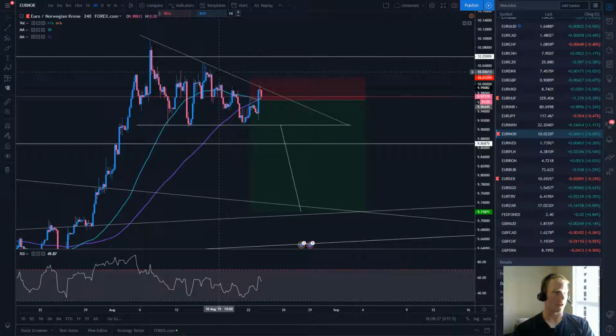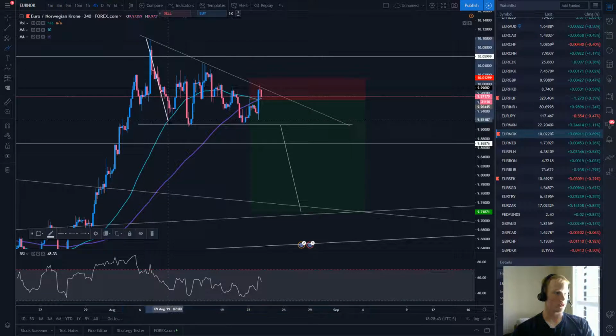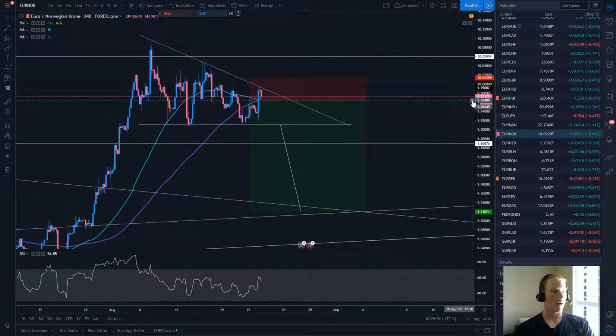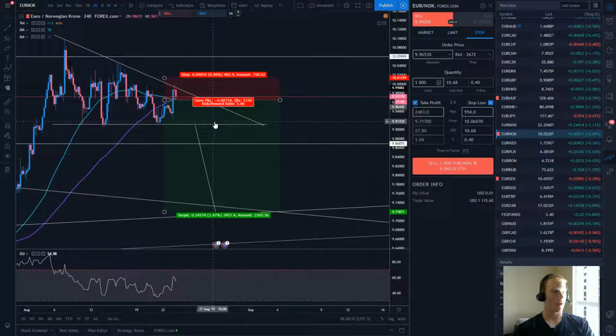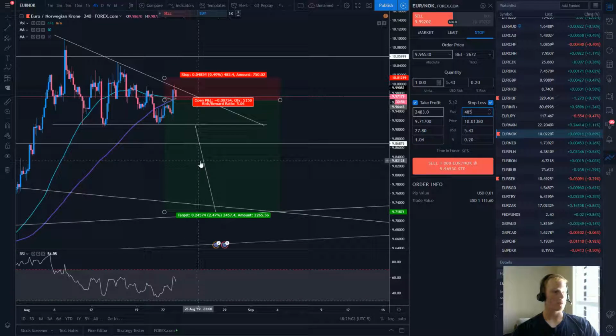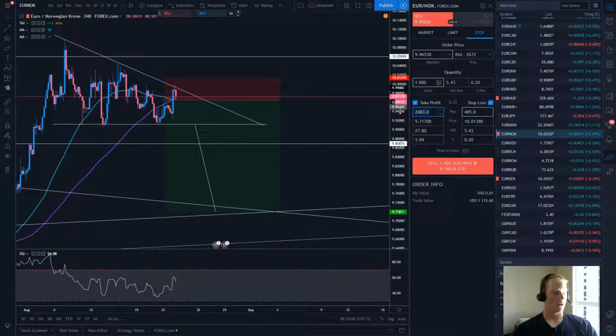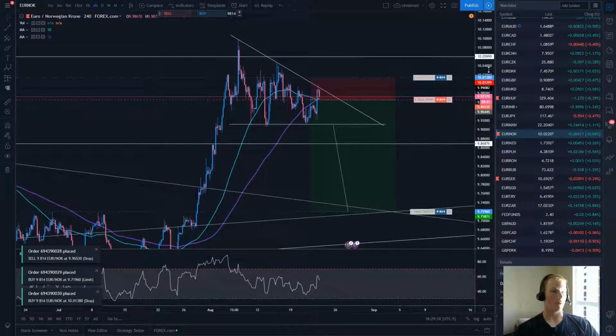Because this is a descending triangle. This is the third touch of this trend line down, so we should get a break soon. Sell. 2457. Take a 2%. Sell. Cool. Very cool.